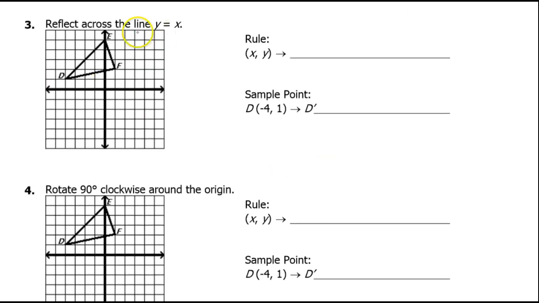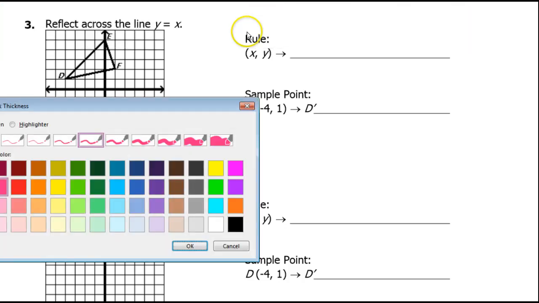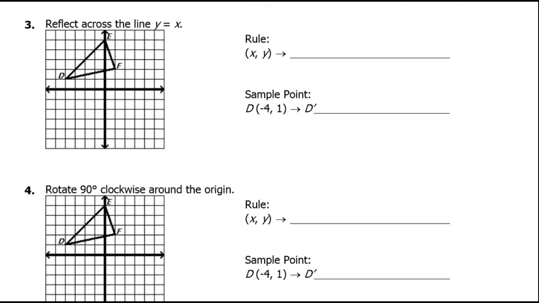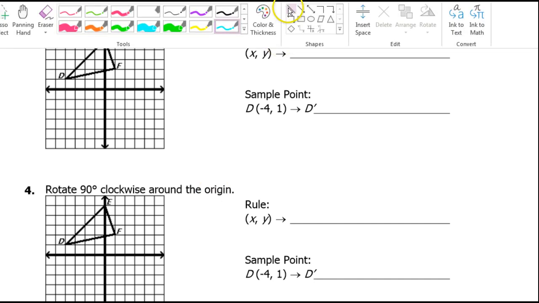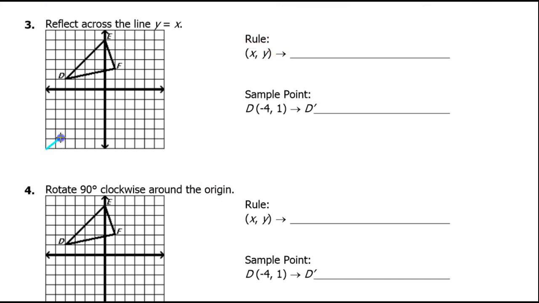Now, we need to reflect across the line y equals x. I do want you to understand what the line y equals x looks like. The line y equals x is a diagonal line at a 45-degree angle. In other words, straight through the middle of this graph. So the reflection of this should be the mirror image on the other side of that line.